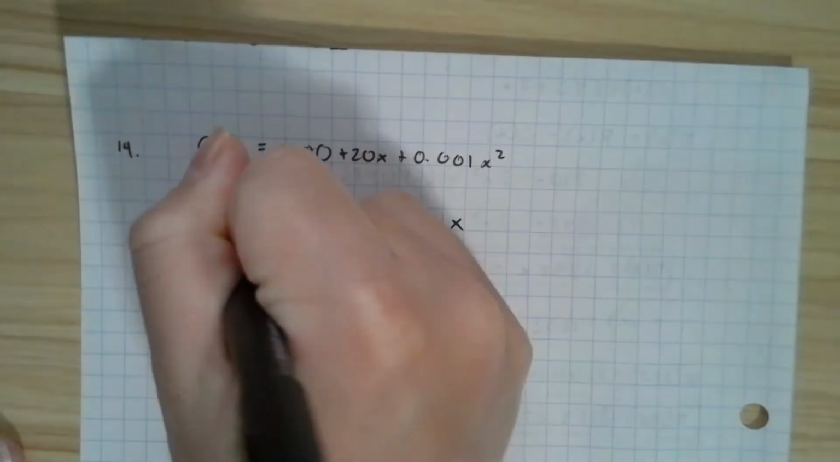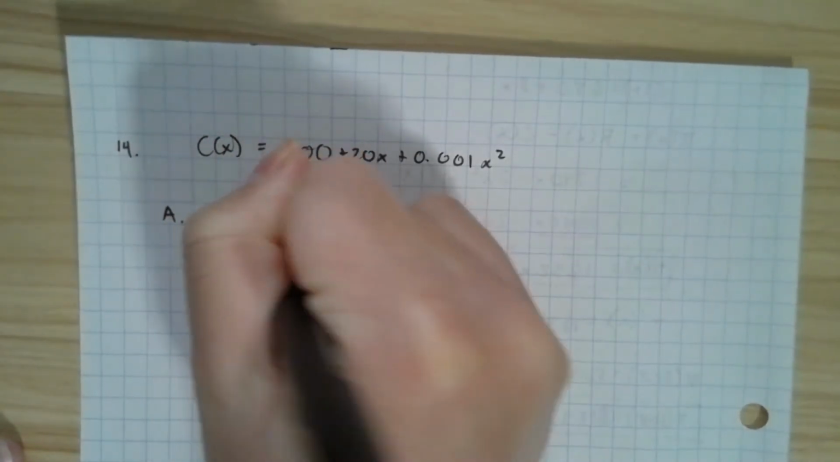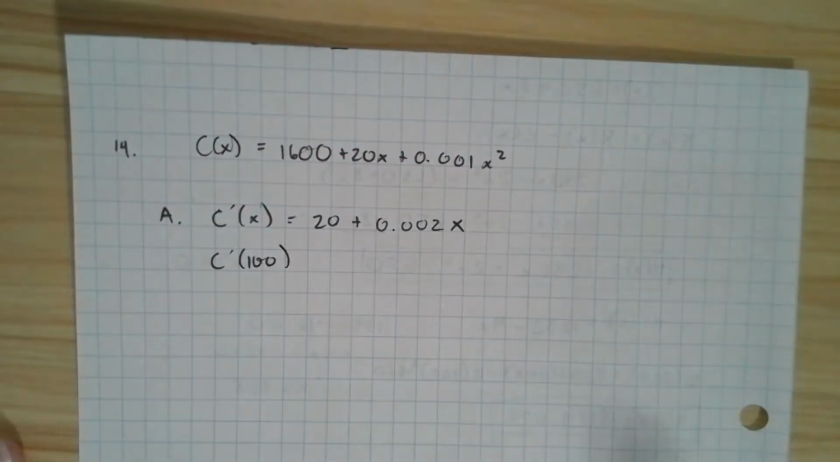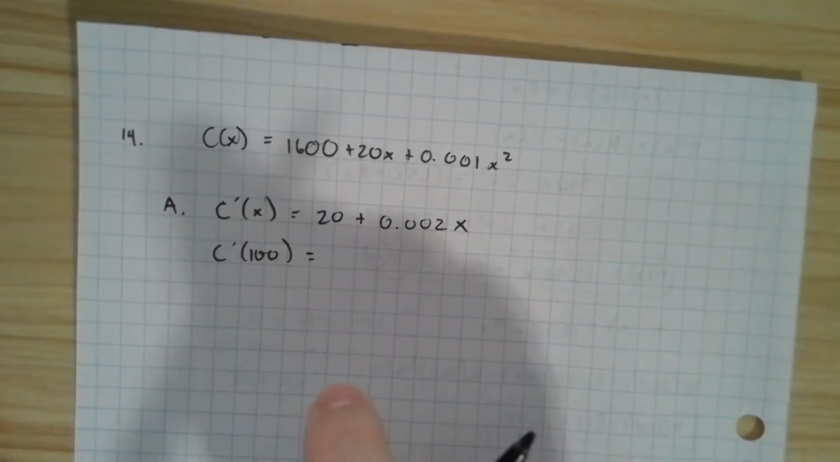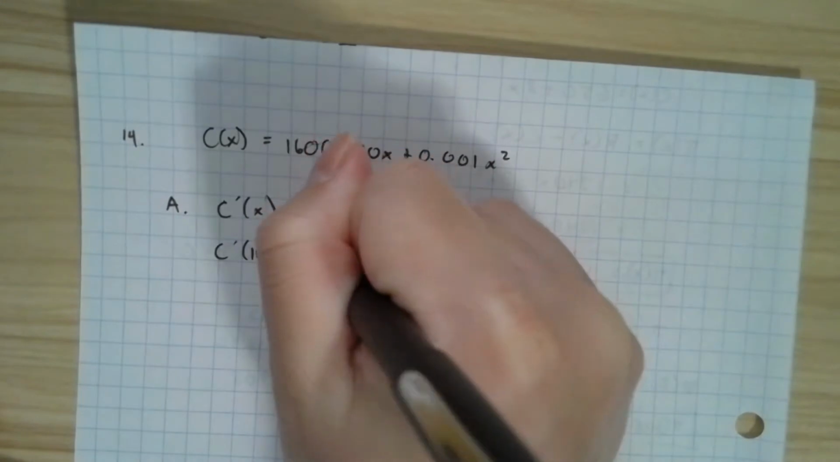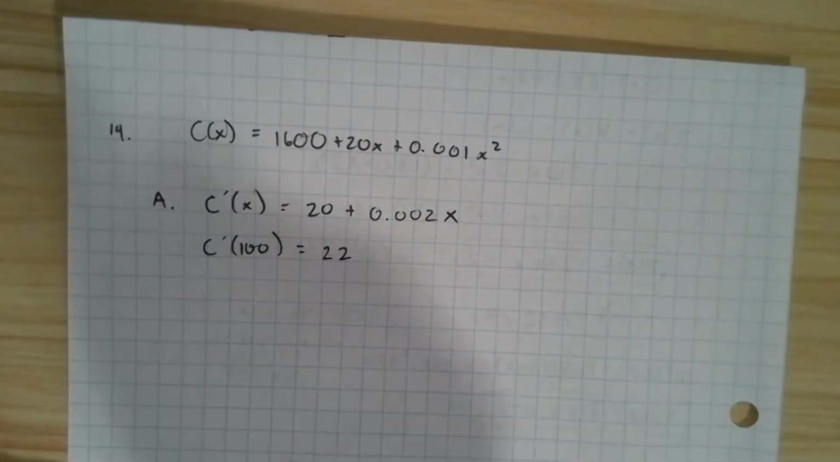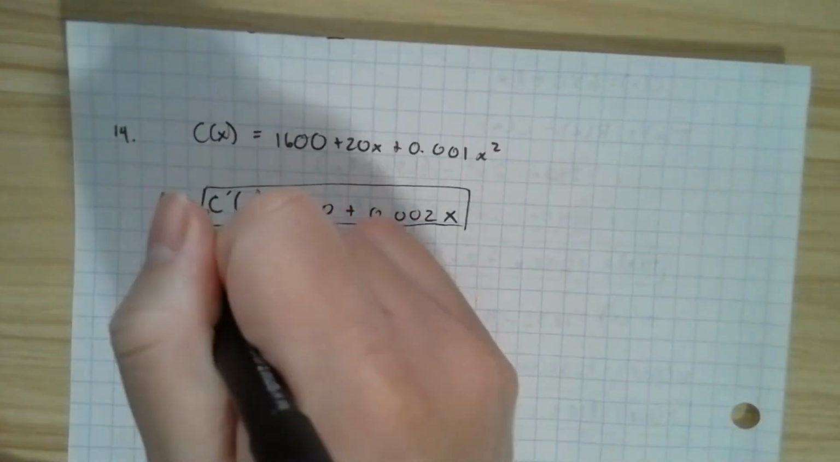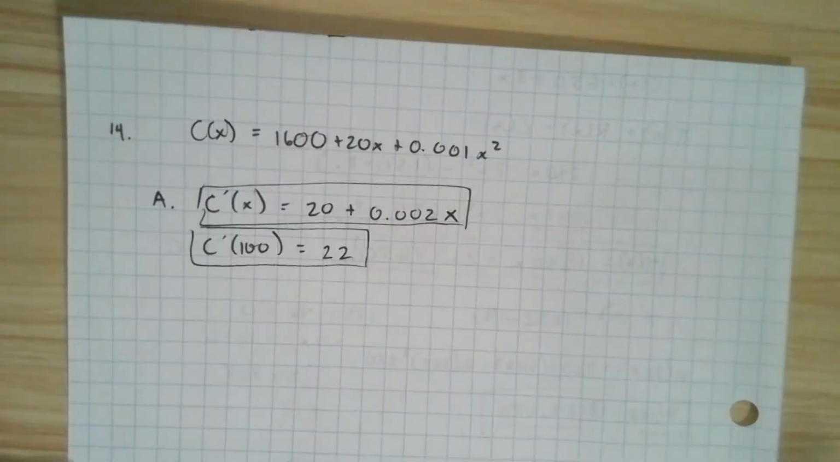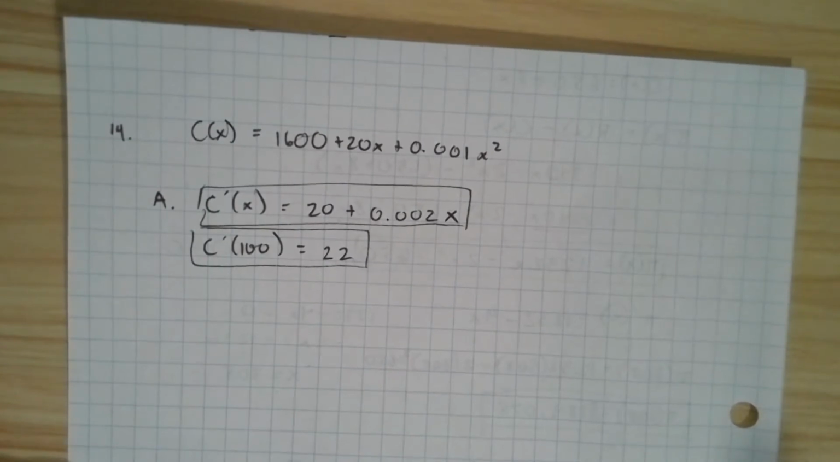And so then, how much is the cost going up when they produce 1,000 units? You're literally just plugging that in to here. So use your calculator. And when you do that, you'll get 22. Okay, so two answers here. They wanted you to find the marginal cost function and then C prime of 1,000.